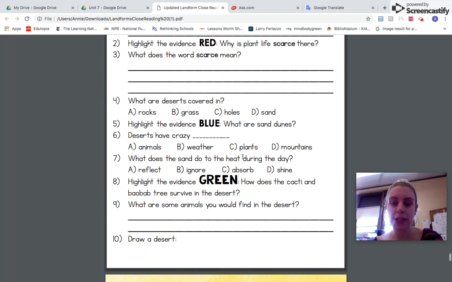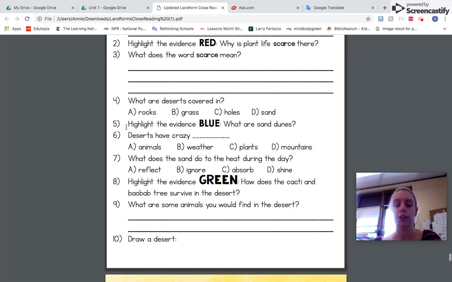Number 4. What are deserts covered in? Now remember, covered means everywhere. So what's in the desert? Is it A, rocks, B, grass, C, holes, or D, sand? You better get this one right.